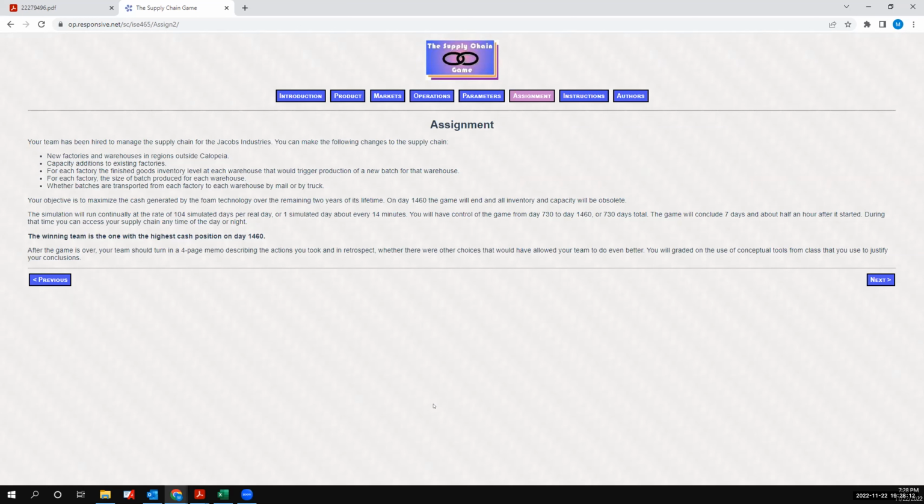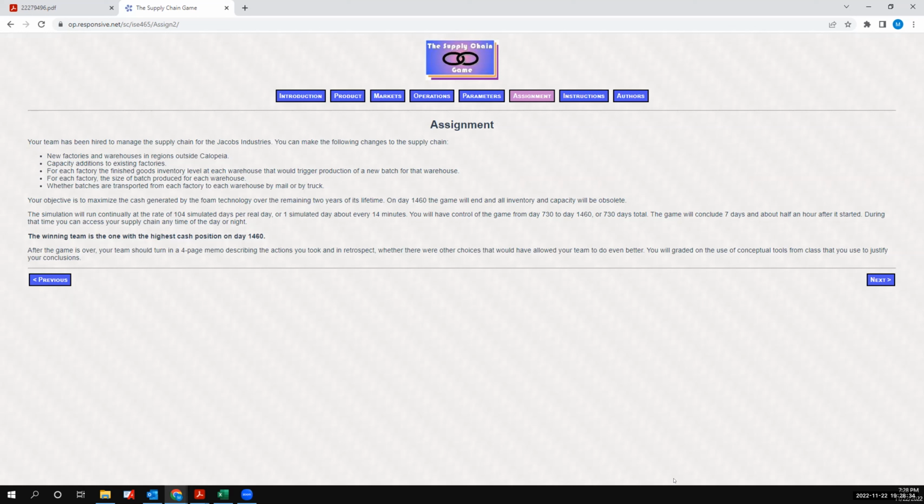So your objective is to maximize the cash generated by the foam technology over the remaining 2 years of its lifetime. On day 1460, the game will end and all inventory and capacity will be obsolete. The simulation will run and continue. So these are some details.